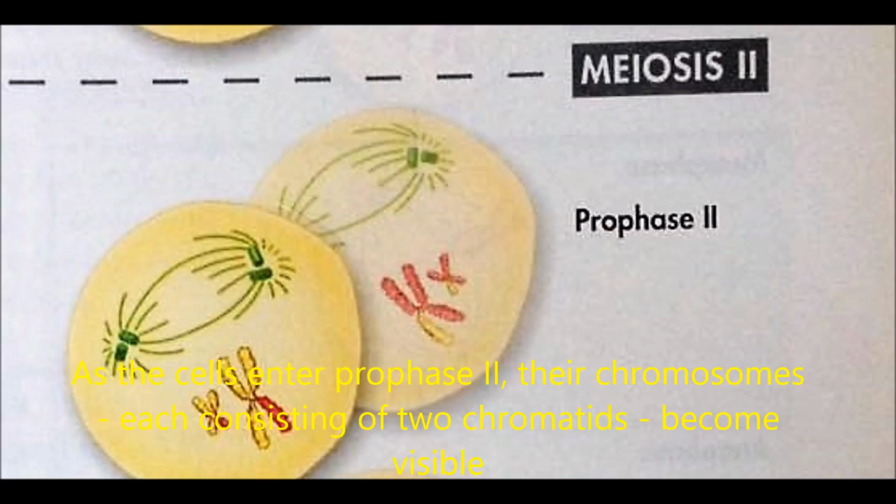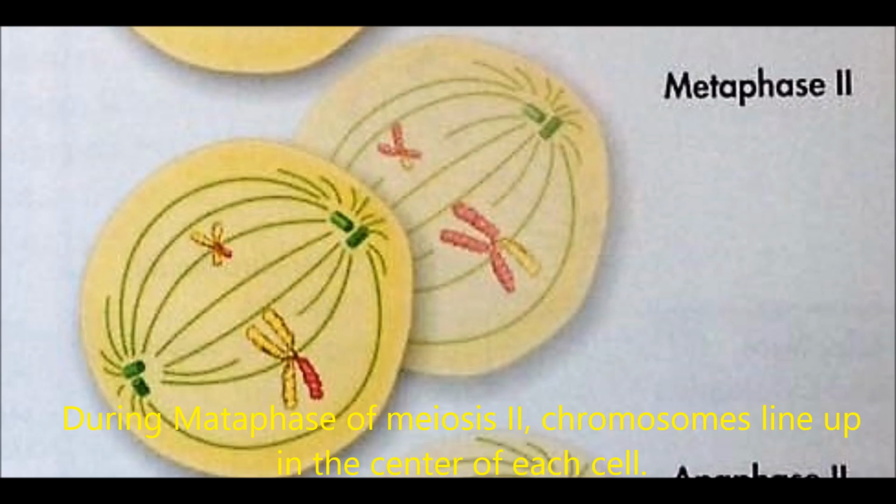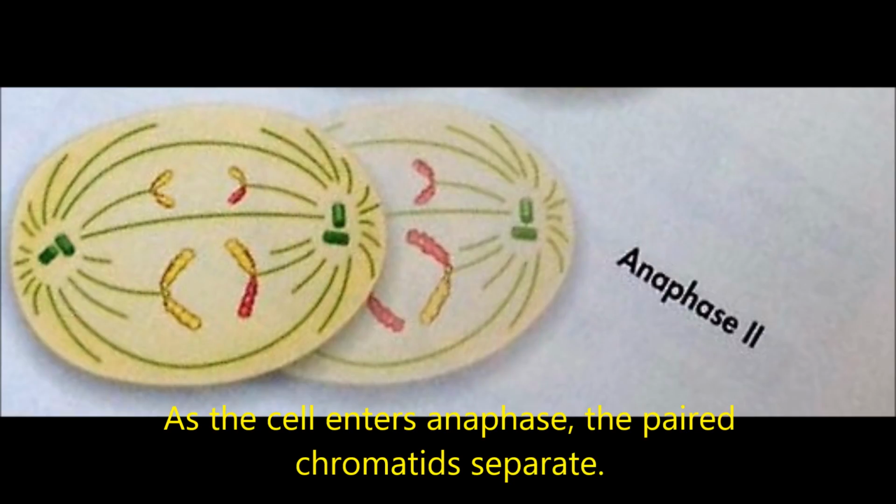As the cells enter prophase 2, the chromosomes, each consisting of two chromatids, become visible. During metaphase of meiosis 2, chromosomes line up in the center of each cell. As the cell enters anaphase, the paired chromatids separate. The final four phases of meiosis 2 are similar to those in meiosis 1.